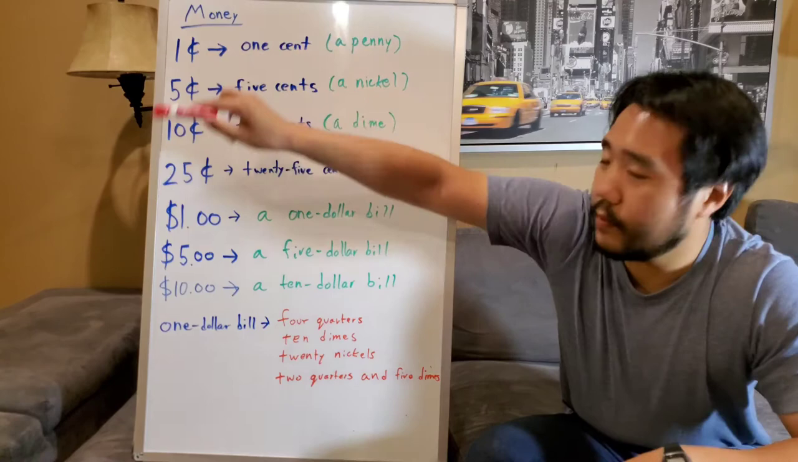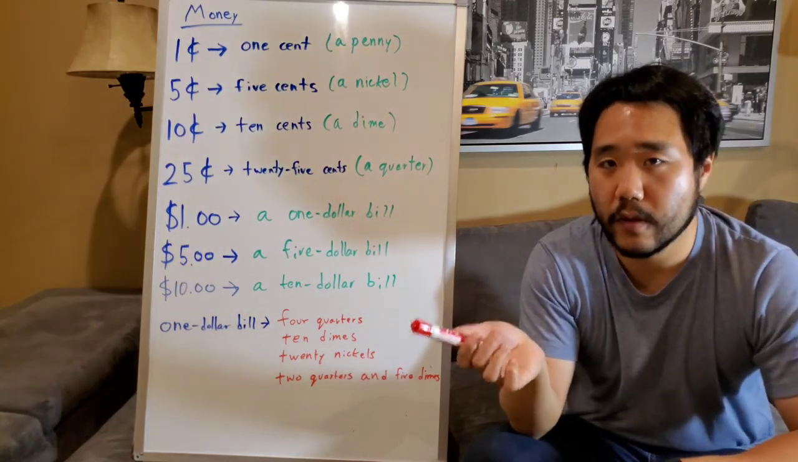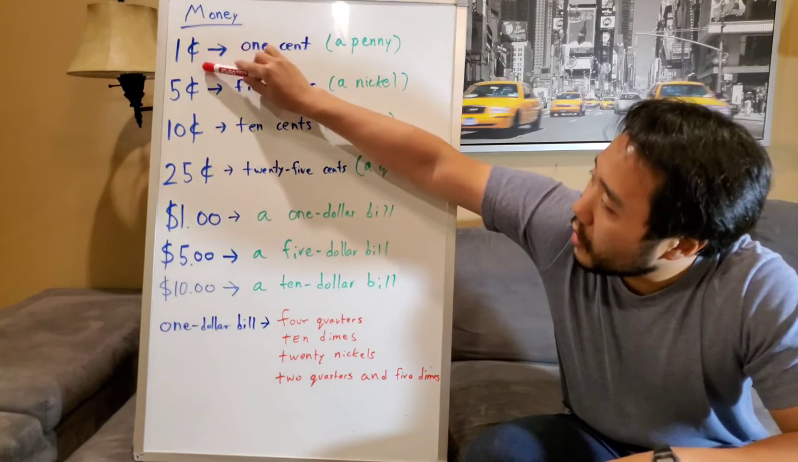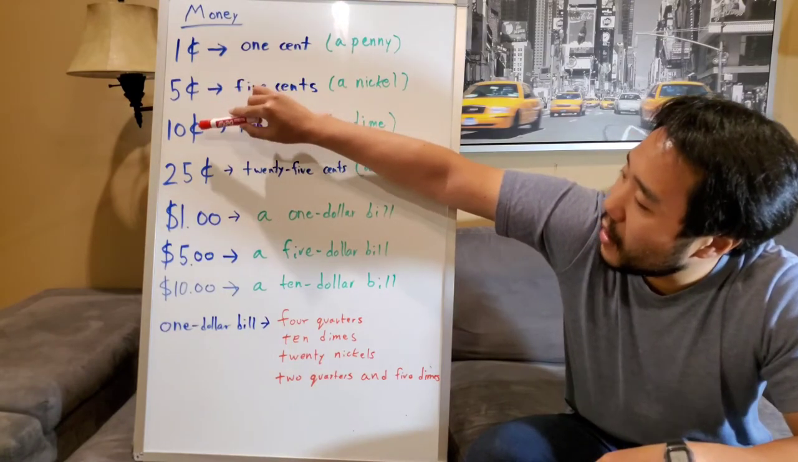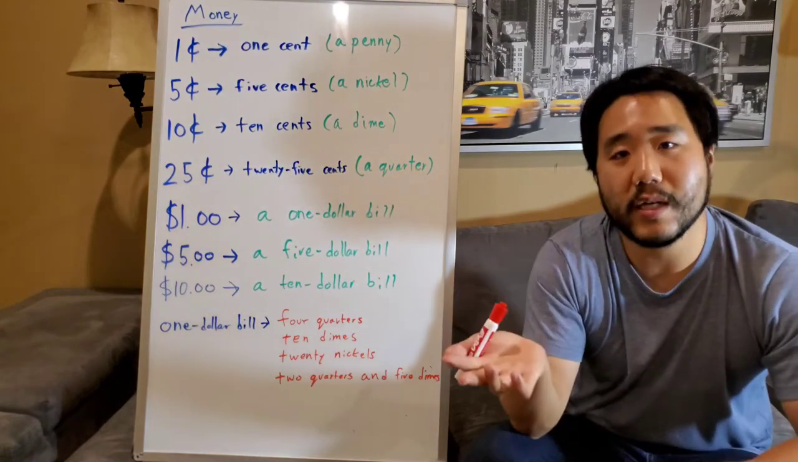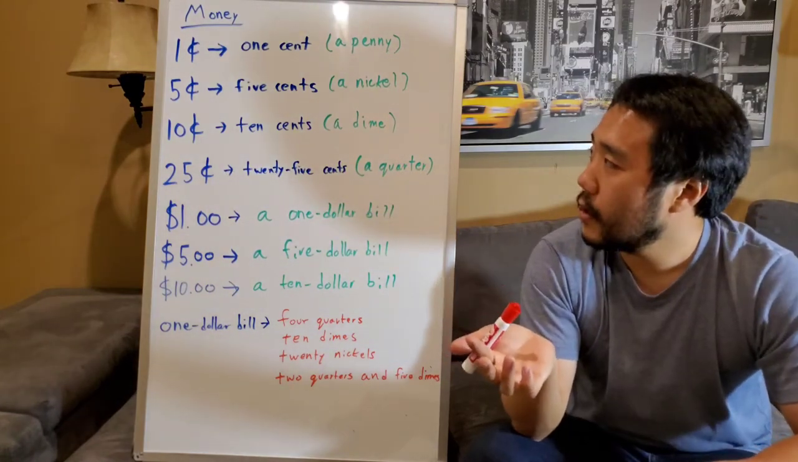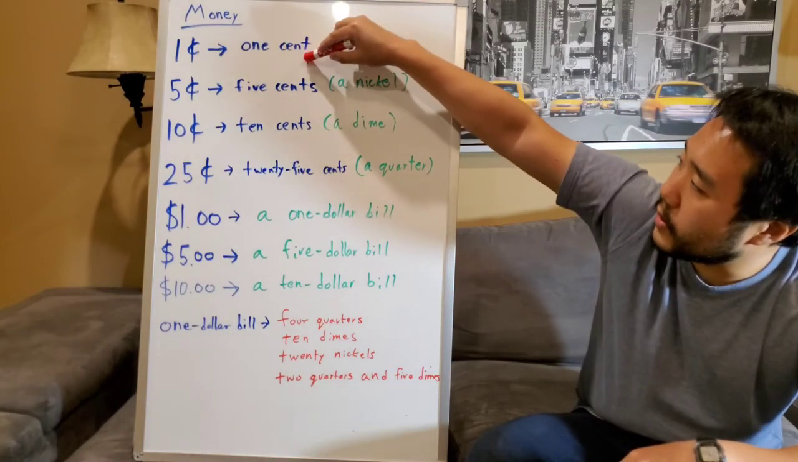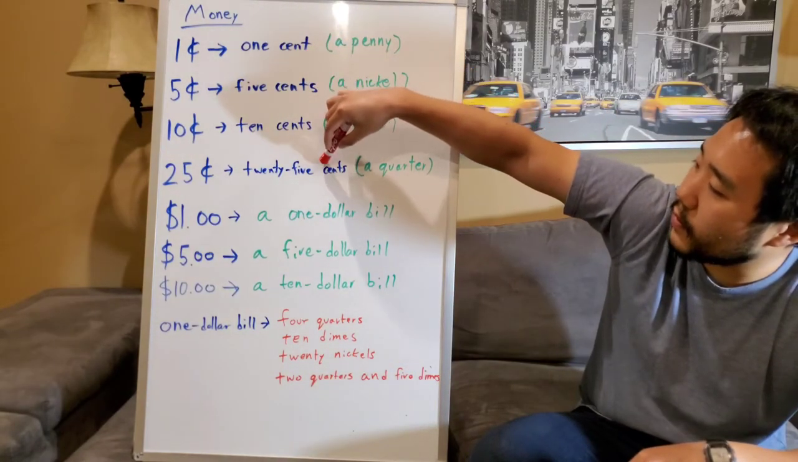So this symbol means cent, right? I hope everyone remembers that. So here we have 1 cent, 5 cents, 10 cents, and 25 cents. That's how you're supposed to read them. I wrote it here: 1 cent, 5 cents, 10 cents, 25 cents.